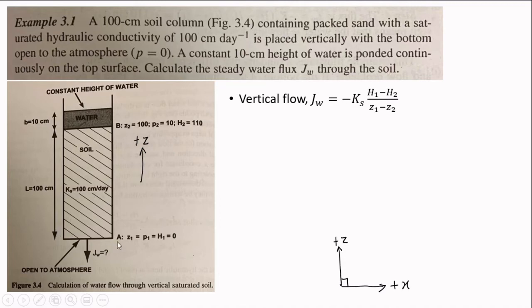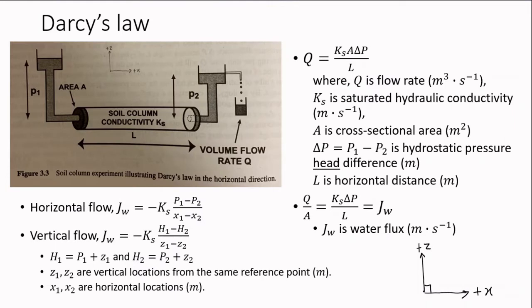When you define the reference, of course it is easier to define the reference z1 at the bottom. So z1 is defined as the reference, and since it is the reference, z1 will be equal to 0. And because the bottom is open to the atmosphere, the pressure is also 0. We know that h1 is given by p1 plus z1. So p1 is the pressure from the elevation of water, and z1 is the height of the column.